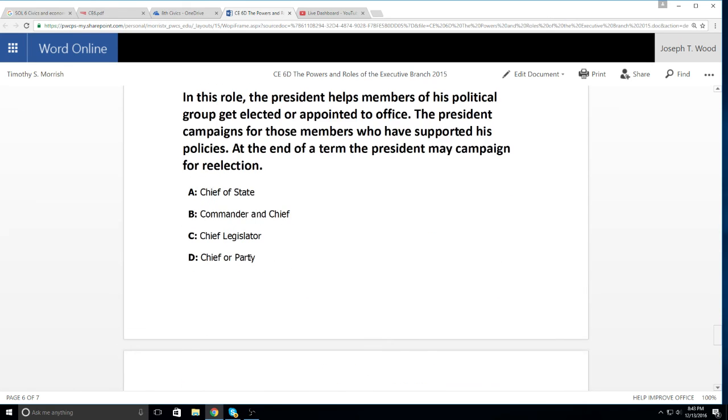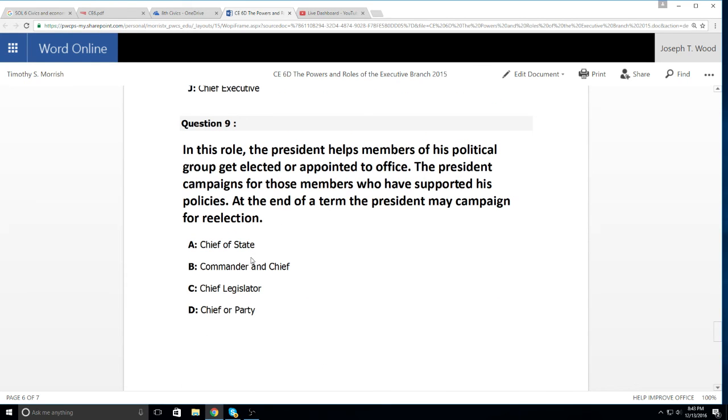Number 9. In this role, the president helps members of his political group get elected or appointed. The president campaigns for those members who support his policy. At the end of the term, the president may campaign for re-election. Did you notice that I avoided saying a certain word here when I wrote this question? What is it? What do you think?